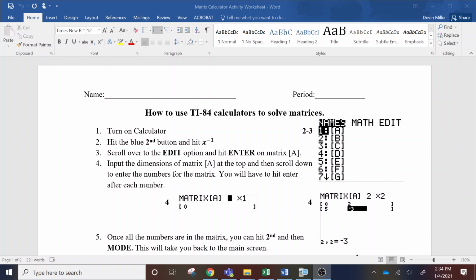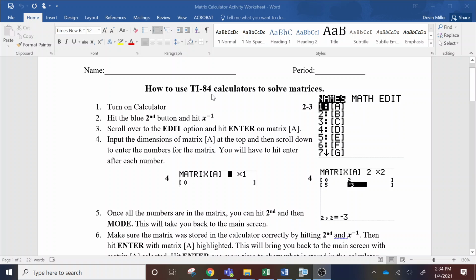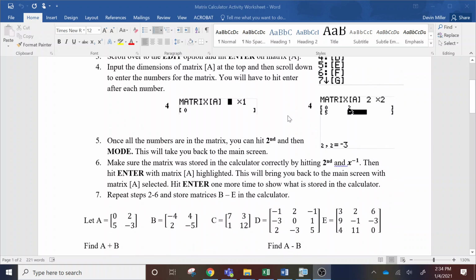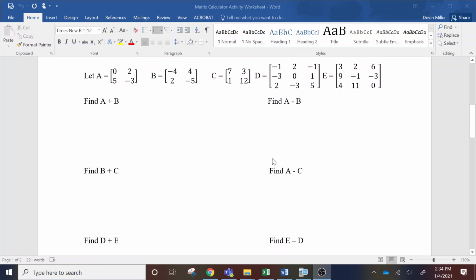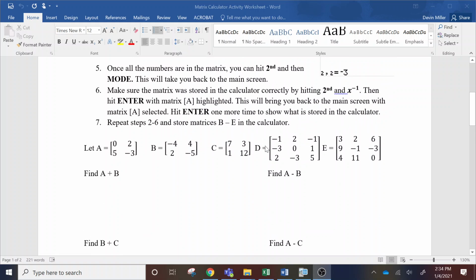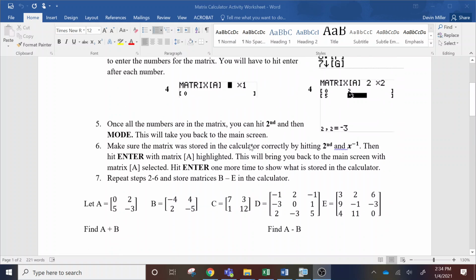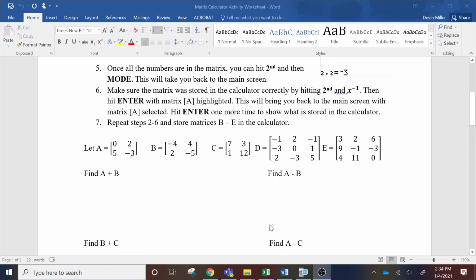So I wanted to record a very short video to show everyone how to store matrices in your calculator. It actually goes along the lines of this particular paper here, how to use TI-84 calculators to solve matrices. The directions on how to do it are up here, but I'm going to take you through how to actually do it to produce these answers. So I'm going to show you how to do it in the calculator. That way you know how to do it even if you aren't in school.